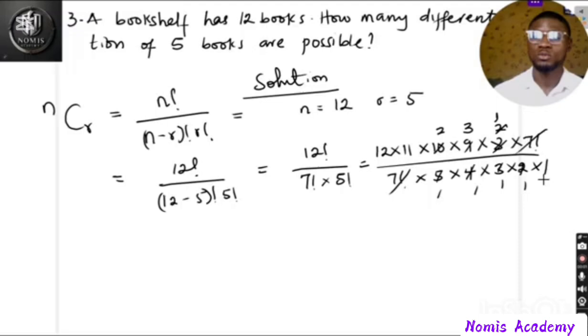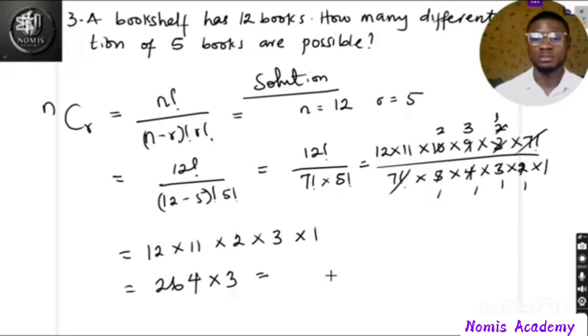That is 12 multiplied by 11 multiplied by 2 multiplied by 3 multiplied by 1. So 12 multiplied by 11 is 132, right? So 132 multiplied by 2 is 264. 264 multiplied by 3. So let's write 264 multiplied by 3. So 3 times 4 is 12, remainder 1. 3 times 6 is 18 plus 1, that's 19. So 3 times 2 is 6 plus 1, that is 7. So 792 ways by which the 5 books can be selected from 12 books.